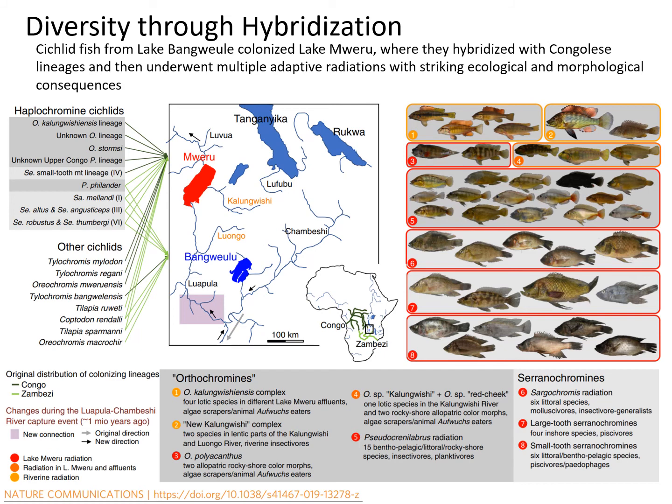For example, a recent study of cichlid fish in some African lakes found that fish from Lake Bangweulu colonized Lake Mweru, where they hybridized with Congolese lineages and then underwent multiple adaptive radiations with striking ecological and morphological consequences. This is very different from the classical model of adaptive radiation, which was thought to require genetic isolation and lack of competition from related species. As with lateral gene transfer in prokaryotes, the evolutionary history of these fish will not be tree-like.